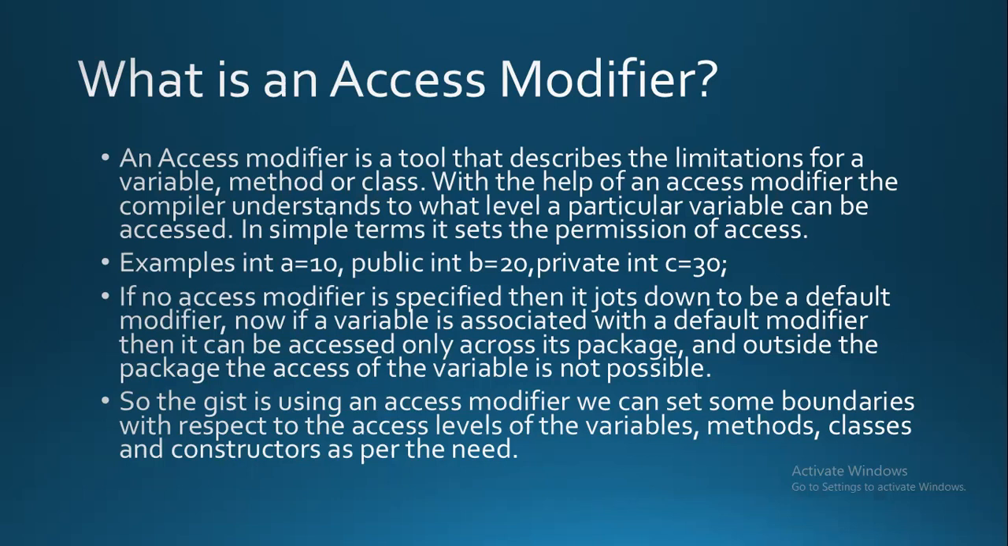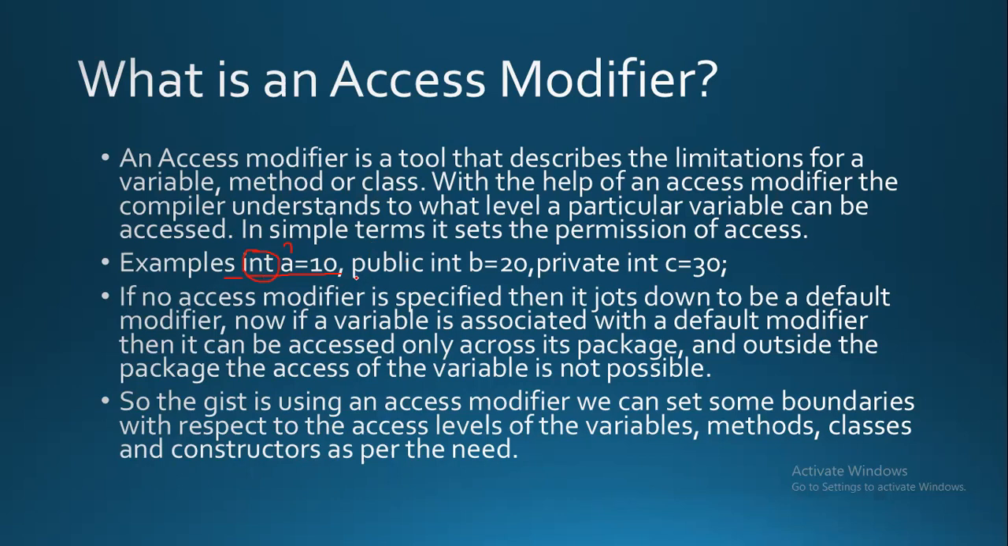If you see, we have some examples for the same. Example 1, int a equals 10. Here, we have a variable a whose data type is int, and we haven't given any access modifier to this. If you don't specify an access modifier, it is taken to be a default one. So this becomes a default access modifier.